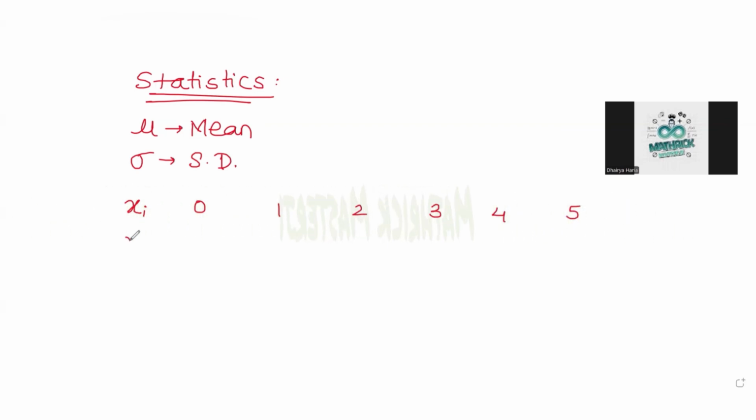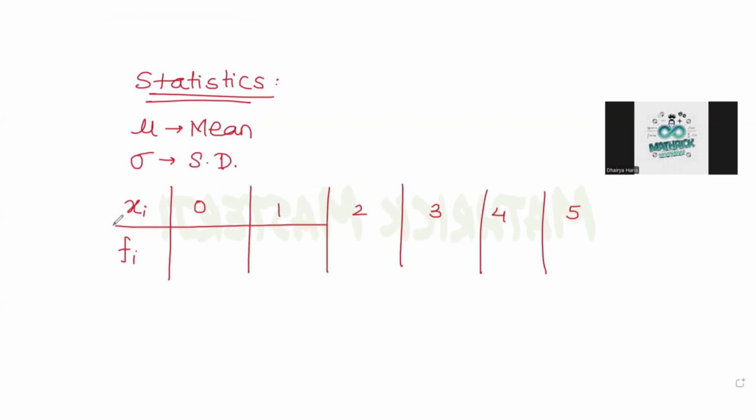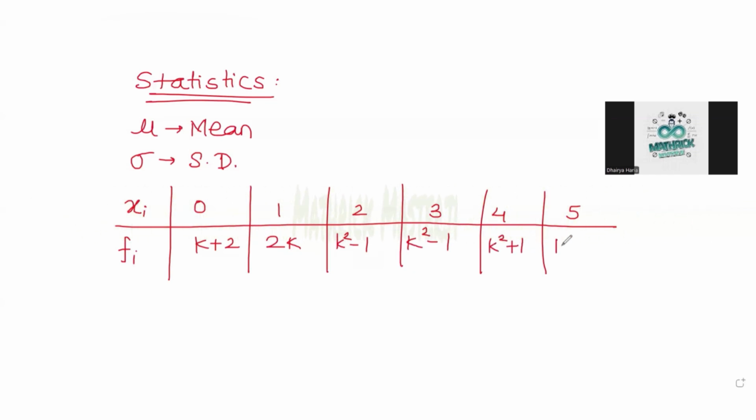They have told us the frequency distribution fi for that, which is given in terms of k. The frequencies given are k plus 2, 2k, k square minus 1, k square minus 1 again, k square plus 1, and the last is k minus 3. These are the frequencies for the terms from 0 to 5. The question tells us that the summation of all these frequencies is 62.